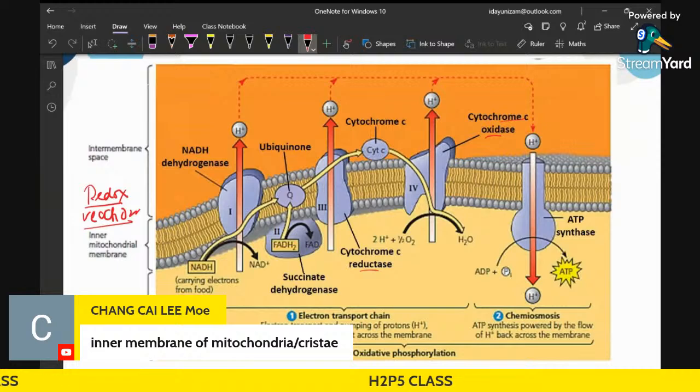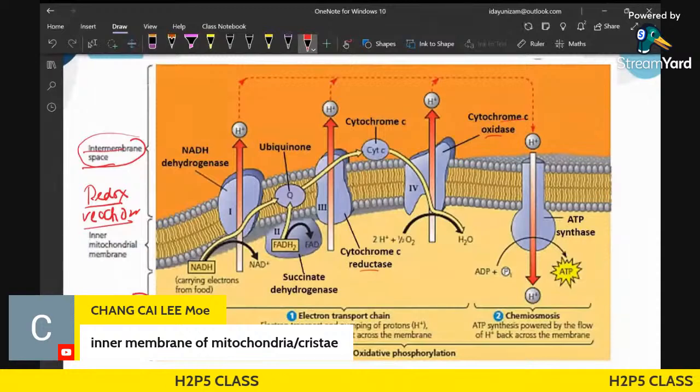The orange color is the intermembrane space, the space between the inner membrane and the outer membrane. What we call the intermembrane space. And the yellow one is the matrix of the mitochondria. So oxidative phosphorylation involves 2 processes, which is the ETC. The ETC is actually how the electrons are transported and protons are pumped.